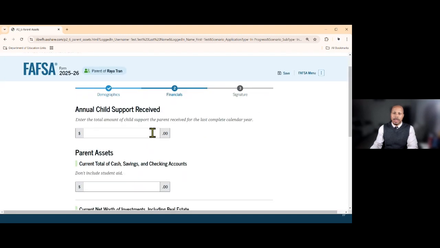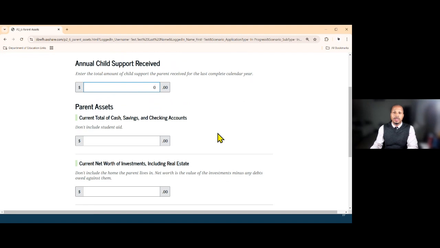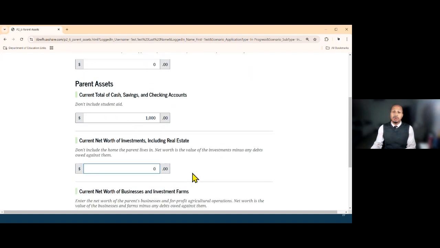So they come in and say, okay, do you receive any child support? If you have, you put that value there. We want to know the current value of the cash savings and checking accounts. The parent comes in, he says, well, I have $1,000. Okay. Remember what we discussed about net worth. You have the value minus any debts, and you come out with your net. The parent says, I don't have anything.